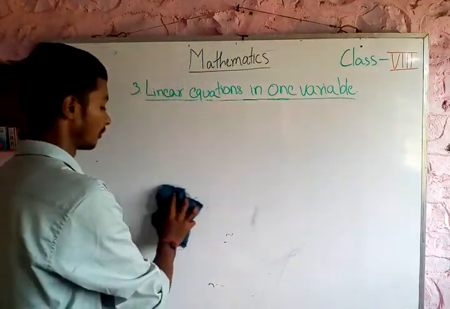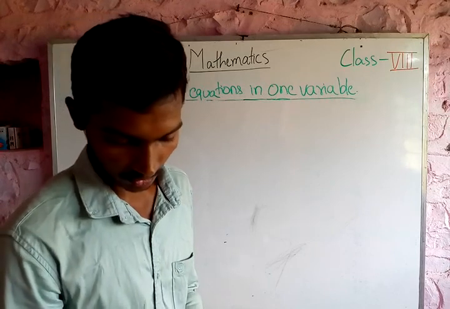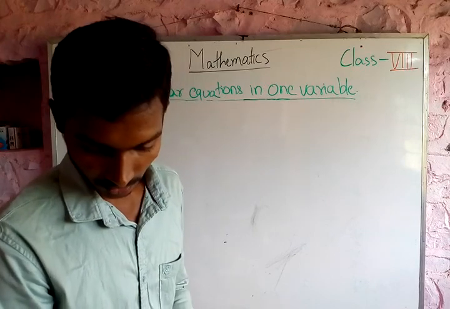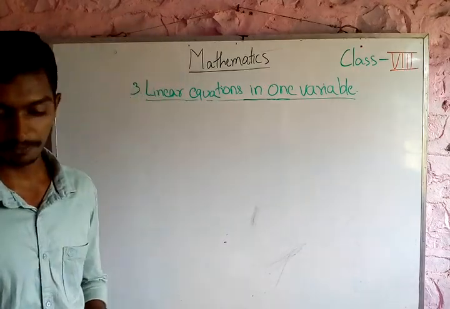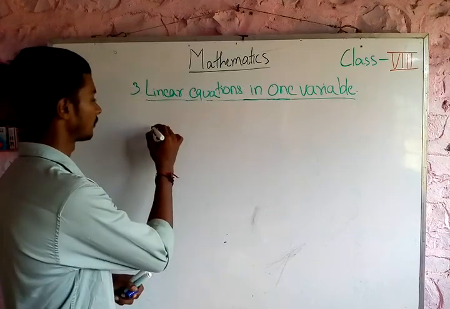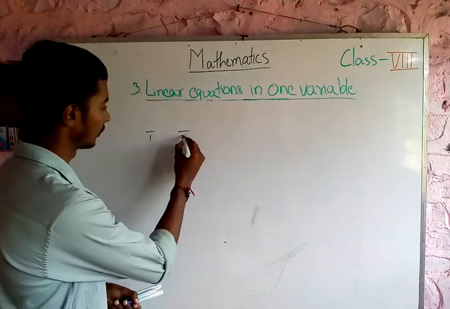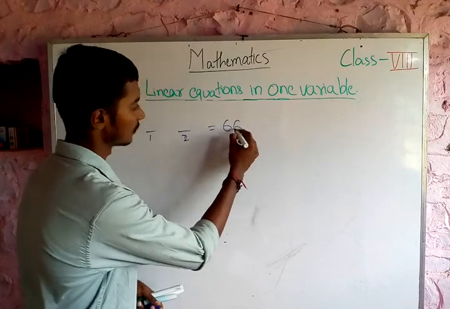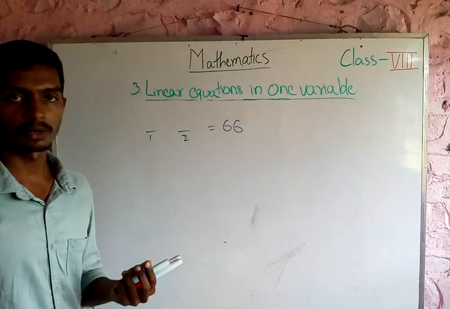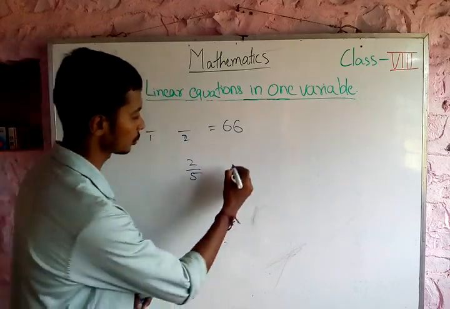Okay, with some examples. We will look into some examples. For that, let us take one given in your book. One example: the difference between two whole numbers is 66. This is one whole number, this is another whole number, and the difference between them is 66, and the ratio of the whole numbers is 2:5.